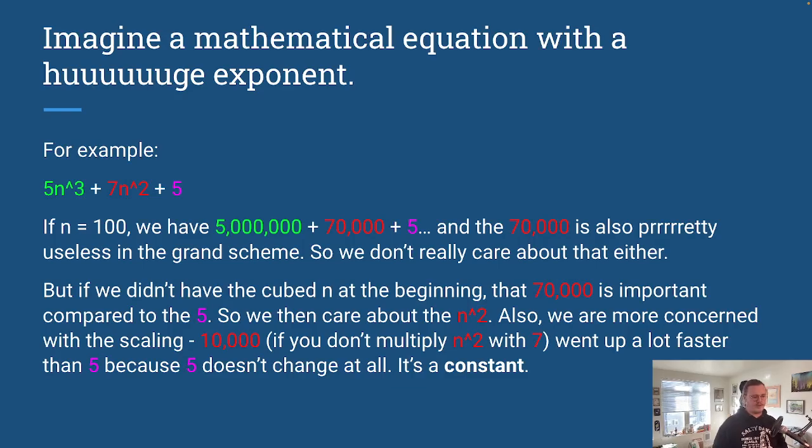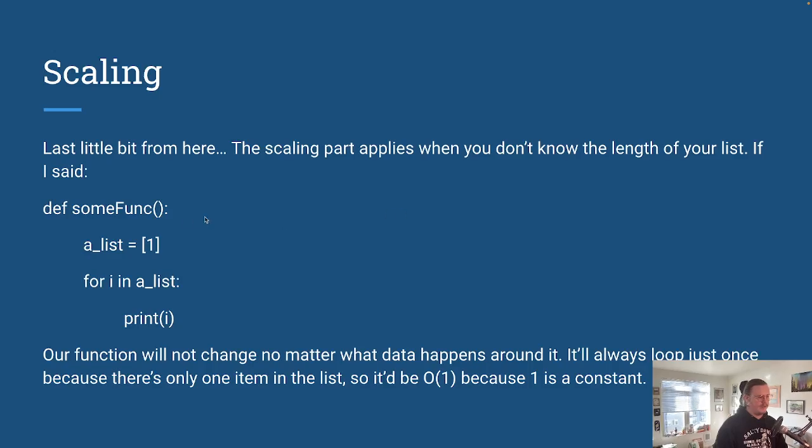If you don't multiply the n squared by 7, so just 10 times 10, it went up a lot faster than 5, because 5 doesn't change at all and it's a constant. And again, we drop those constants from the beginning of things, because 7 times 10,000 is not as significant as the 10 times itself. So anyways, you drop the constants. That's just kind of the way it is.